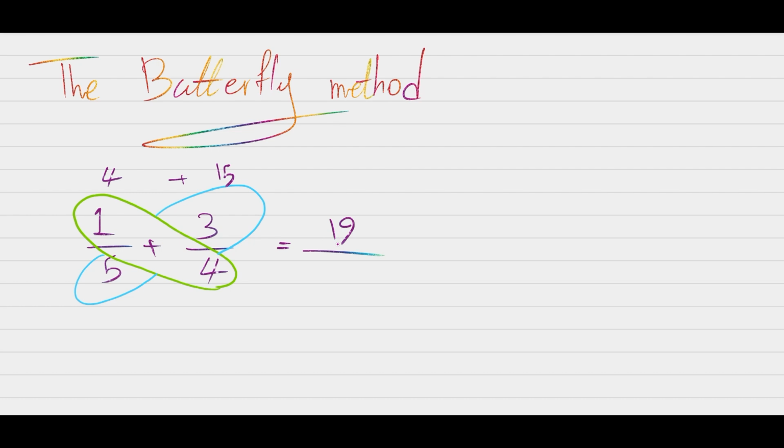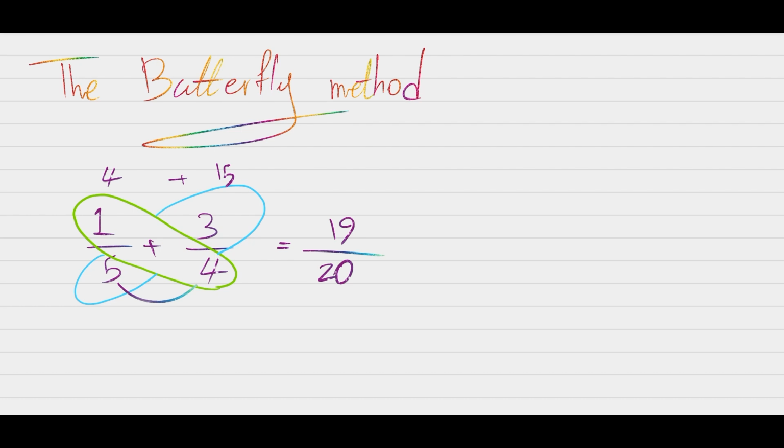Now for the denominator, all we're going to do is draw a line like this and multiply these two numbers. So 5 times 4 will be equal to 20. And there we have it. You just added two fractions in less than a minute. And I'm sure you can guess by now why this is called the butterfly method.